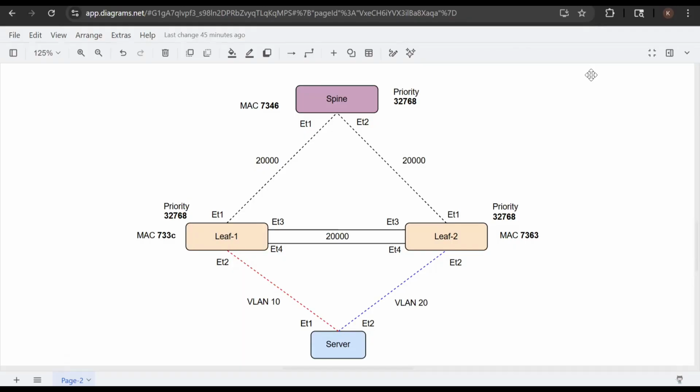This setup is in a triangle shape, as you can see, and all the links have the same cost, which is 20,000, because it's a virtual lab. I'm using Arista cEOS on Containerlab, so all the links have the same cost. So without any delay, I'm going to get into the lab.